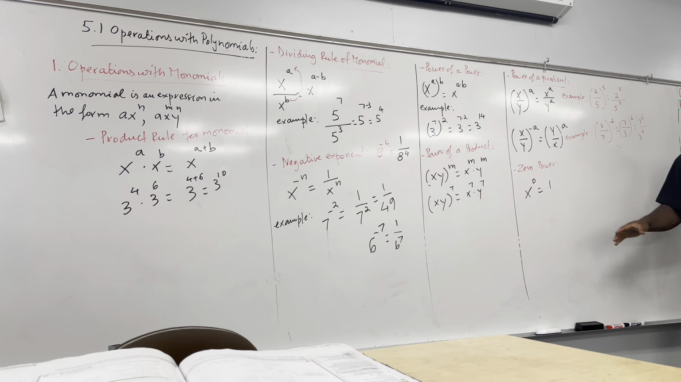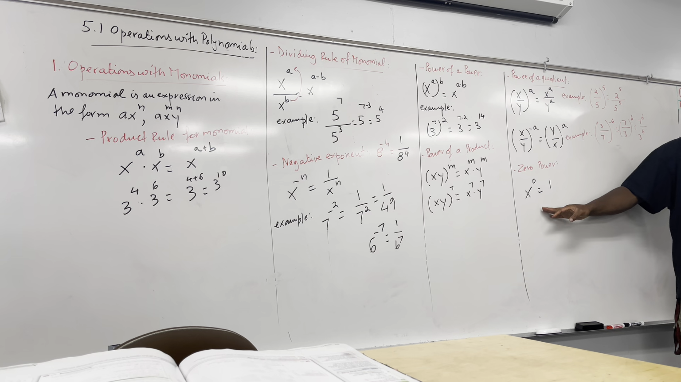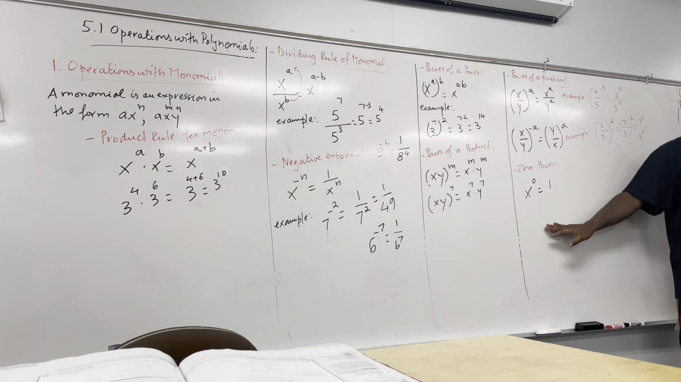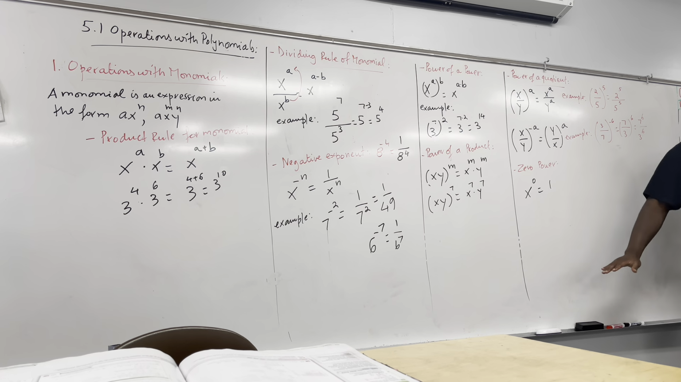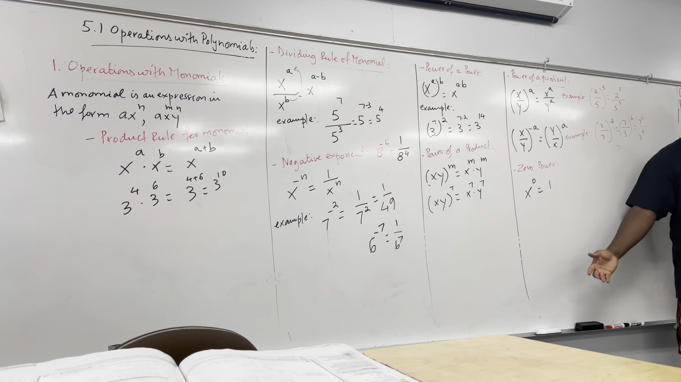Right? Now, zero power. I love this one, right? Any number raised to the power of 0 is always going to give you what? 1. Right? No matter what. 10,000 to the 0 is 1. Negative 5,000 to the 0 is 1.